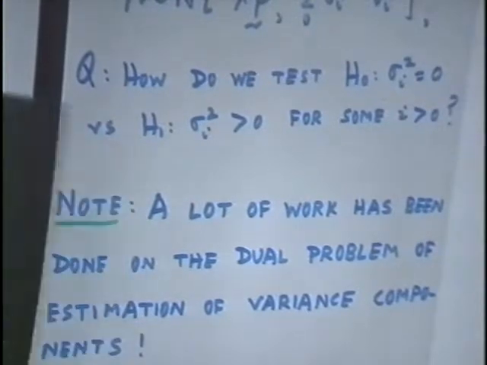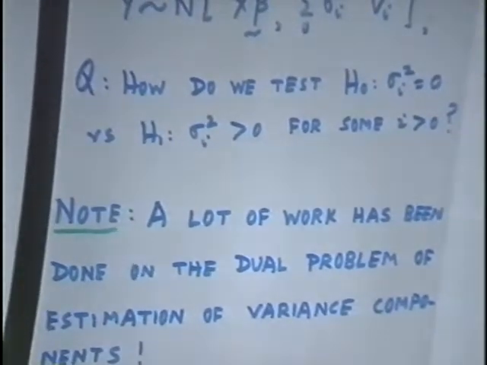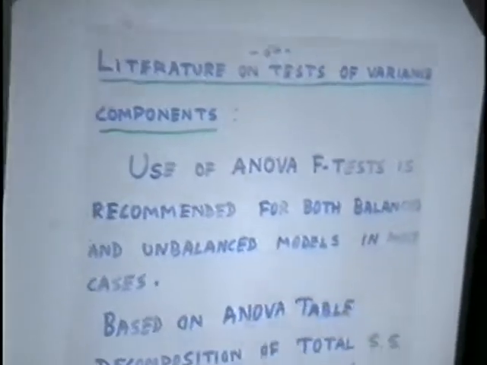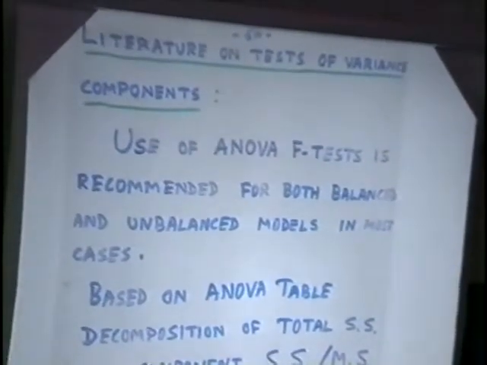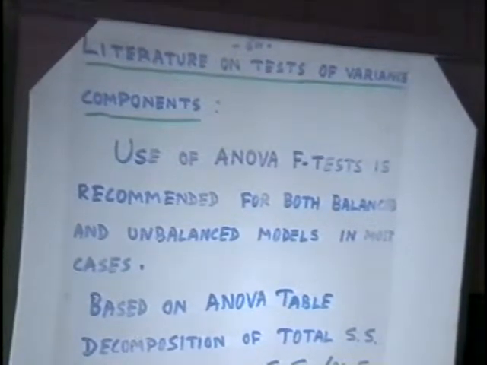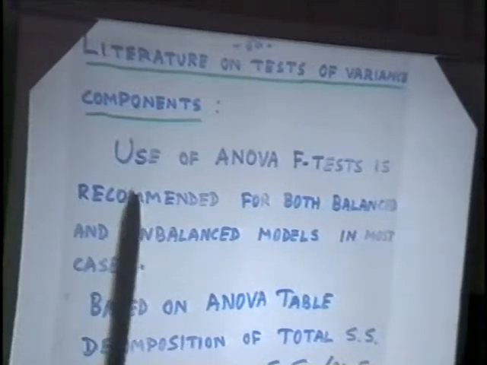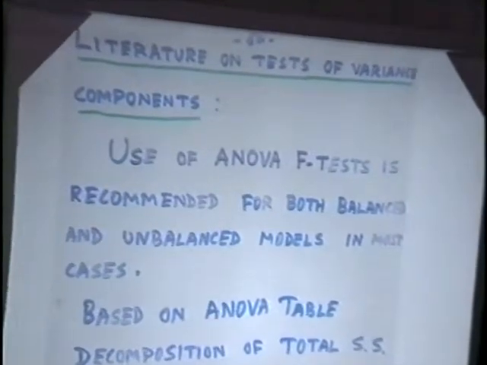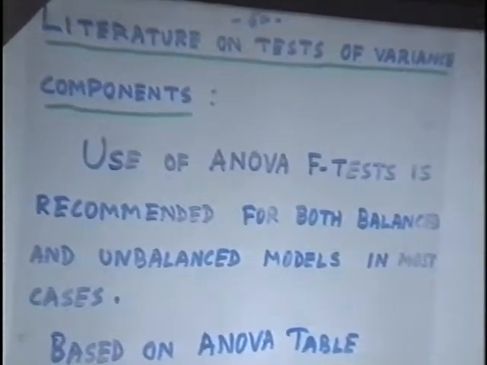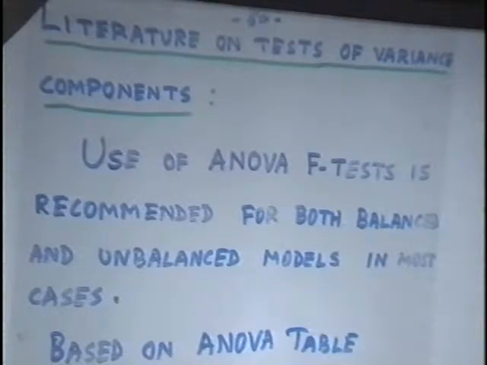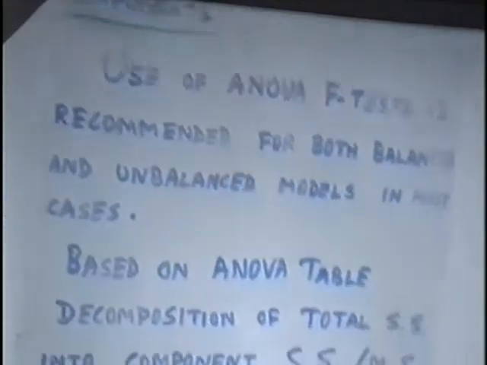So I'll summarize briefly what is the literature on tests of variance components. If you look at any standard textbook like the book by Searle or the recent book by Steve Arnold, you'll find that when it comes to tests on variance components, what is recommended mostly is the ANOVA-based F tests for both balanced and unbalanced models.